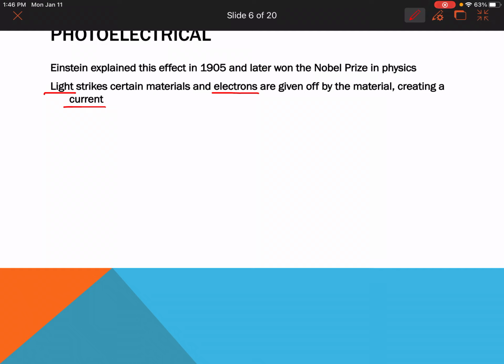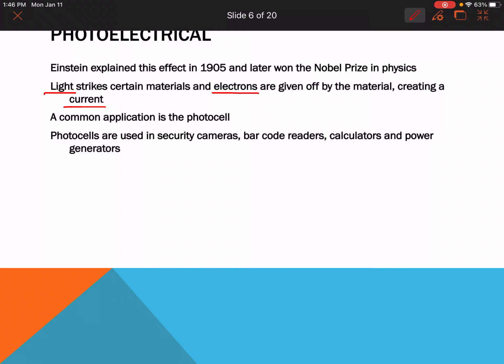So basically, when sunlight hits those solar panels, you've got a solar panel, you've got the sun here. When that hits them, you get electrons that bounce off that solar panel. And if we can harness those electrons, that becomes current electricity for us.